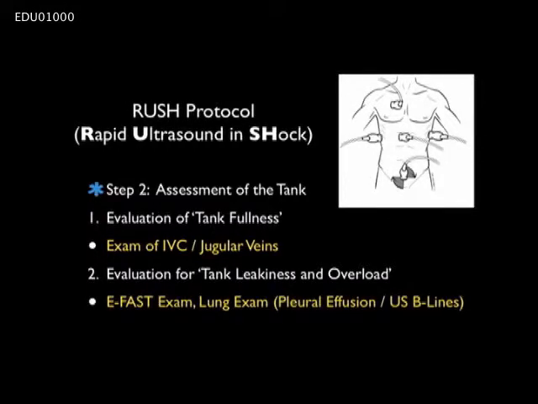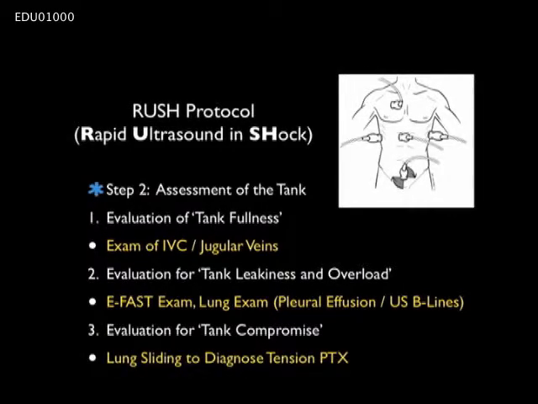Part 2, evaluation for tank leakiness and overload, is performed through examination of the extended FAST exam, looking for free fluid in the abdominal and pelvic cavities, as well as in the thoracic cavity. We can also employ lung ultrasound techniques looking for pulmonary edema or ultrasound B lines, which can signify tank overload in the appropriate patient. Last, we'll conclude with evaluation for tank compromise, in which we'll again employ lung ultrasound techniques to look for the presence of a pneumothorax. In a hypotensive patient with a positive pneumothorax, this may signify a tension pneumothorax requiring immediate decompression.